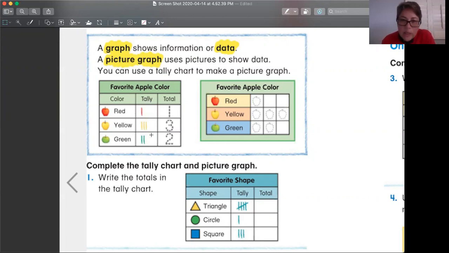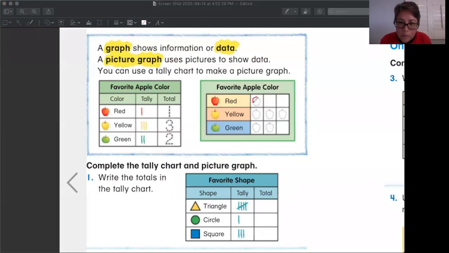Okay, so once you have a table like this with information, you can make a graph. So instead of putting numbers, you can draw little apples here. So you can see one person likes a red apple. So we're gonna draw one apple here.